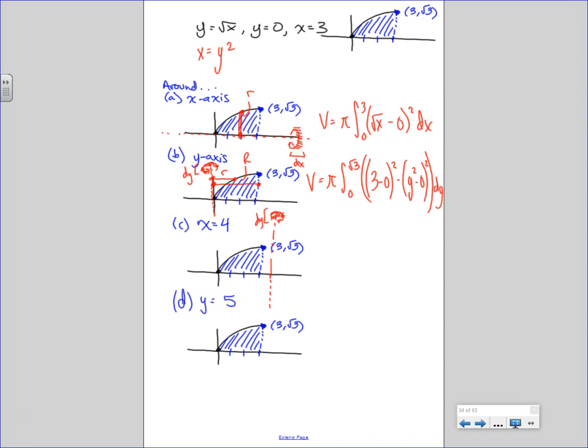Wait, the axis is outside the region in a direction I'm not used to. But can't I still go axis to outer and axis to edge of the hollow? The process is the same. Don't get tricked by that. Last year, a lot of you got tricked by that.